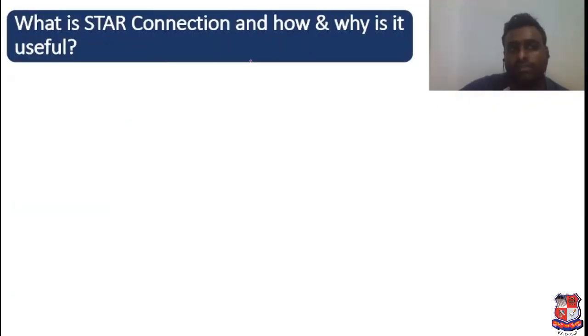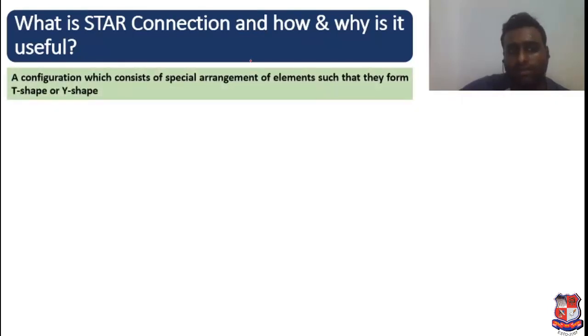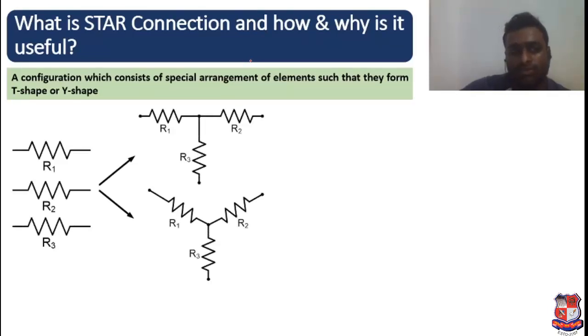So that is the star connection or delta connection. Now, why it is called a star connection and how it is useful, we will be seeing here. It is a configuration which consists of a special arrangement of elements such that they form a T shape or Y shape. Star connection and delta connection are three-phase connections. Whenever we say three-phase connection, there will be three elements. Over here you can see R1, R2 and R3.